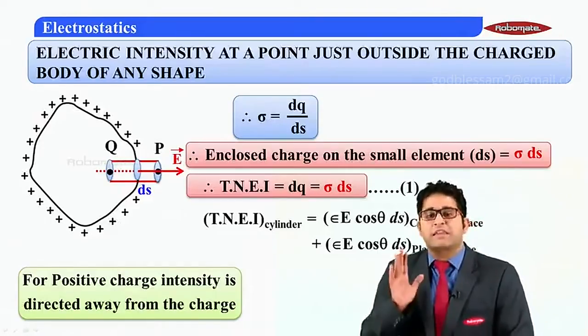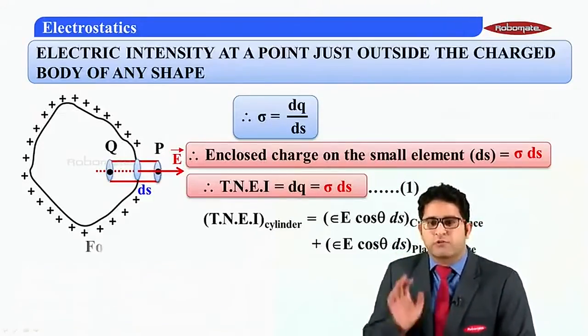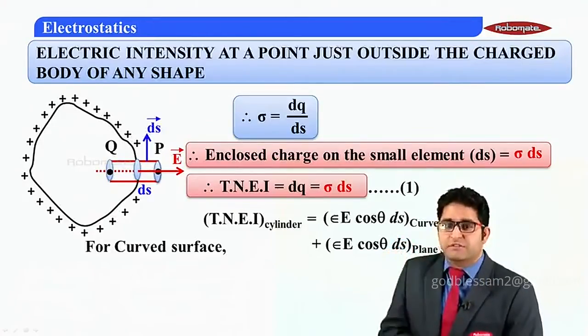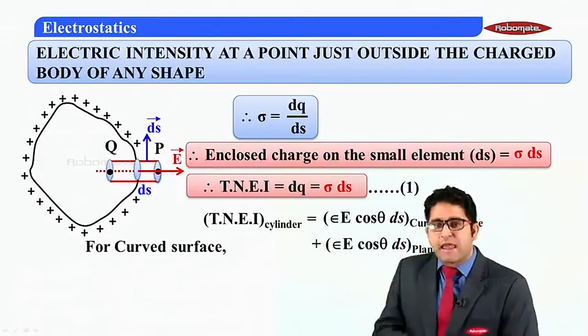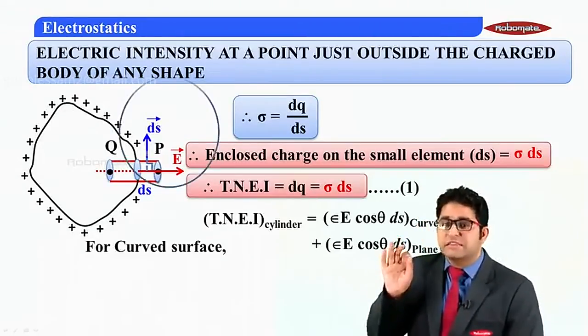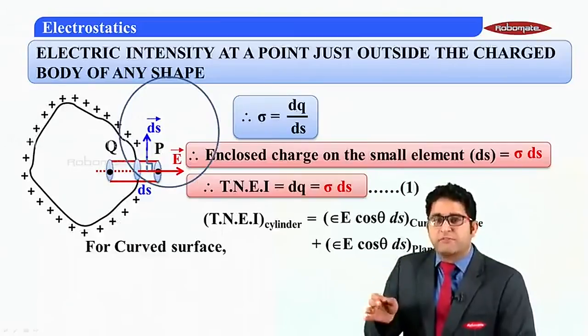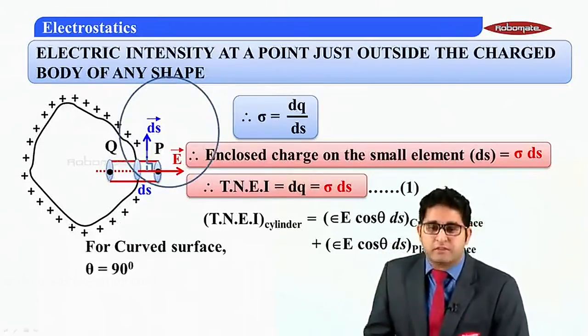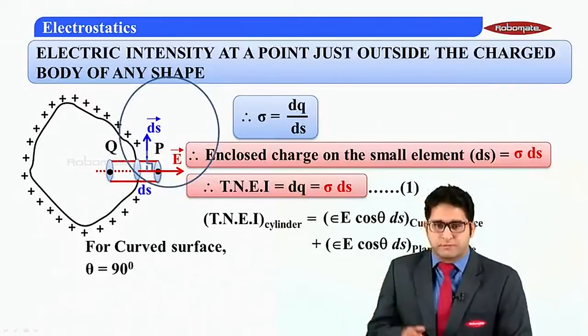Now let us draw an area vector for the curved surface. See the diagram carefully. I am drawing an area vector, so this is area vector ds. Now what is the angle between vector E and vector ds? See carefully. Yes, it is 90 degrees. So the angle between vector E and vector ds for the curved surface is equal to 90. Therefore I can write theta is equal to 90.